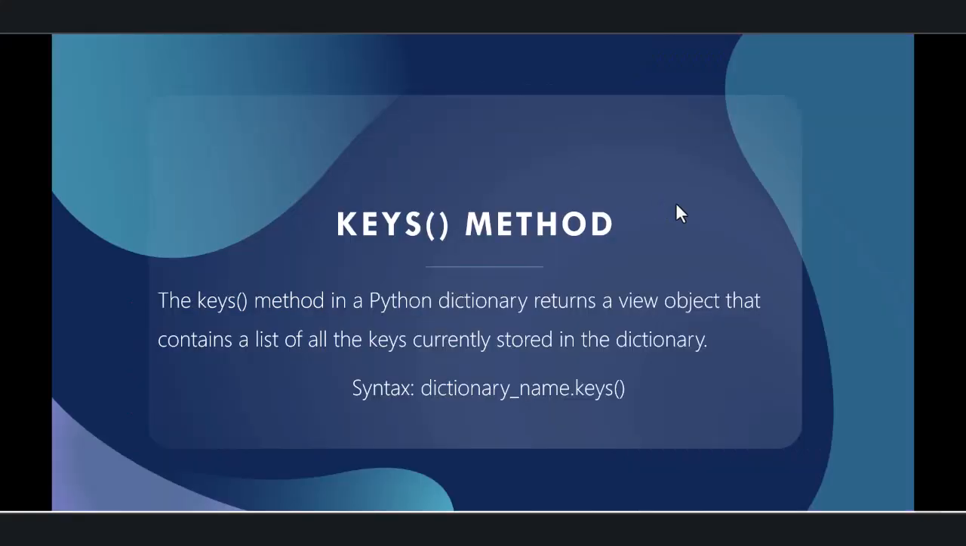Let's start with the first method, that is the keys method. The keys method in a Python dictionary returns a view object that contains a list of all the keys currently stored in the dictionary. By using the keys method, we will retrieve only key values from the existing dictionary. The basic syntax to do this is: first we write the dictionary name dot keys function. Now we'll see an example for this.